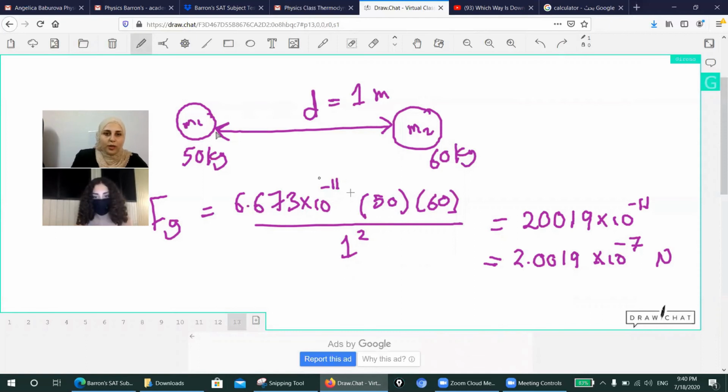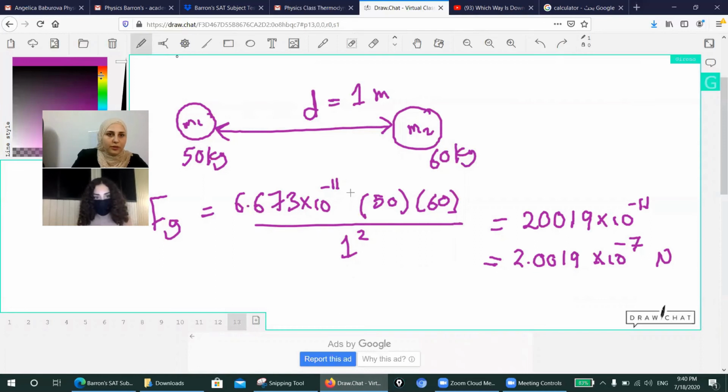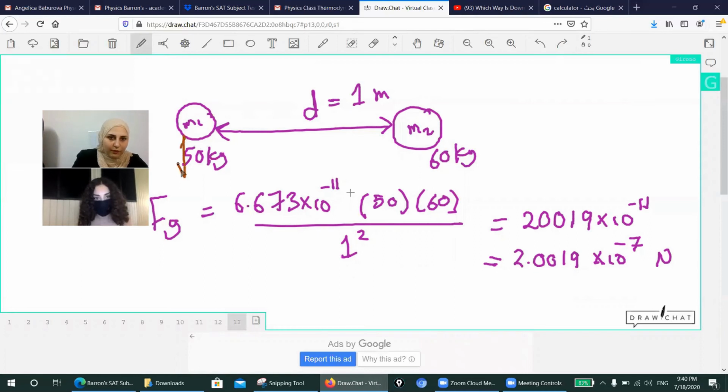If you compare it with the weight of this girl, her weight is about 500 Newtons. And this one, her weight is about 600 Newtons. This force is much, much less. So you cannot compare this number with that. That's why we don't feel that we're attracting each other like magnets, while we actually do.